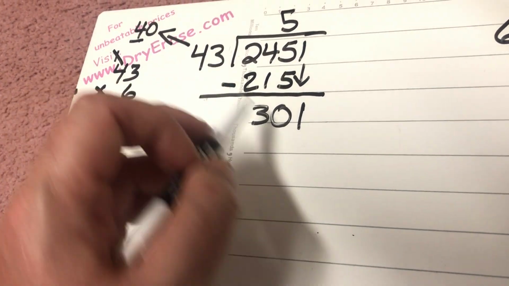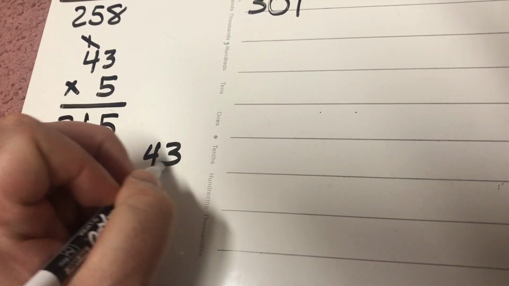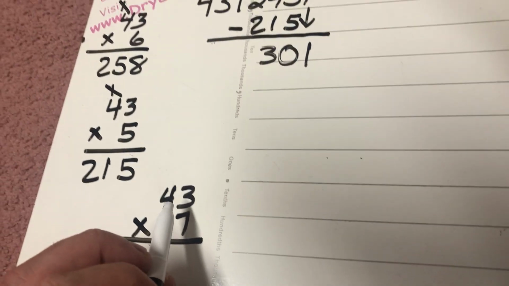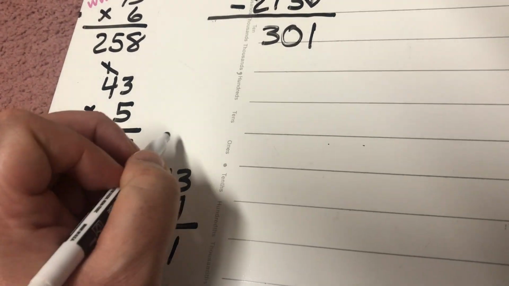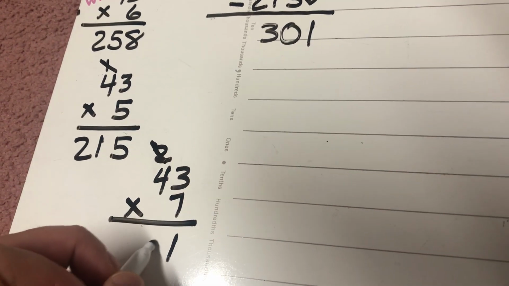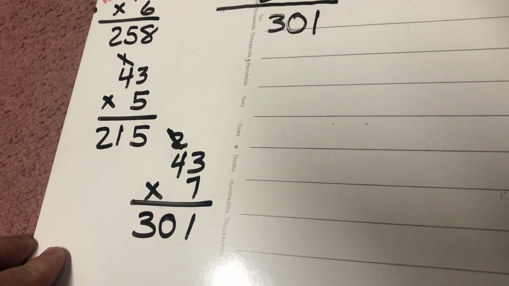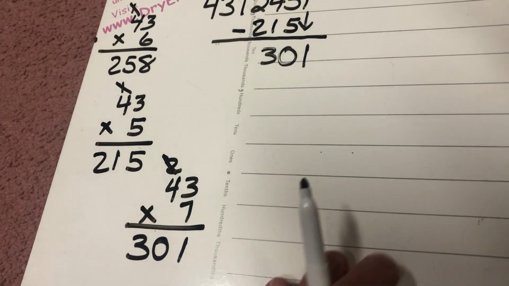So let's try 43 times 7. We'll come down here, 43 times 7, just because we know that 4 can go into 37 times. 7 times 3 is 21. Put the 1 down, carry the 2. 7 times 4 is 28, plus 2 is 30. I get 301. Well, I like that because that's a perfect match with my 301 here.